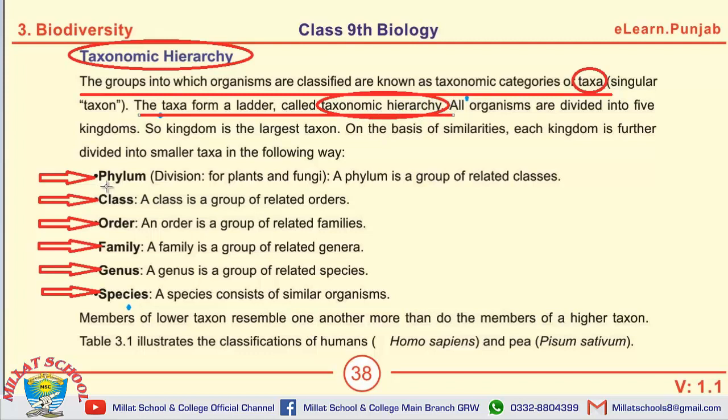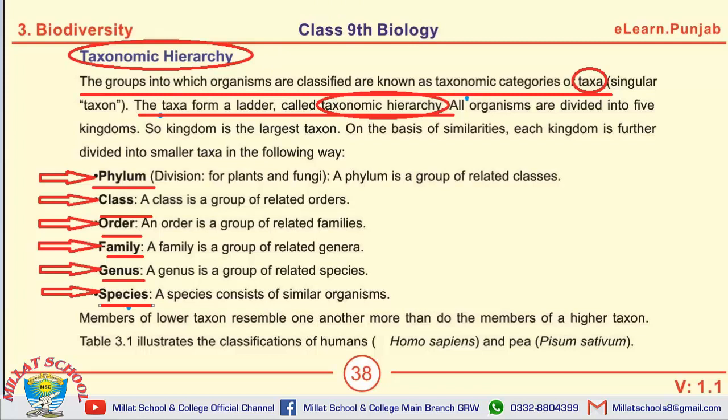There are some other definitions which can be asked as short questions. The first definition is phylum, the other is class, then order, next one is family, next one is genus, and in the last there is the definition of species. All these definitions can be selected as short questions in the examination.